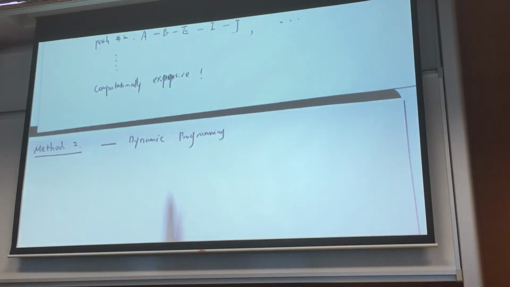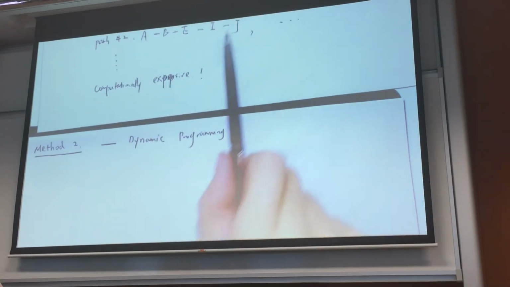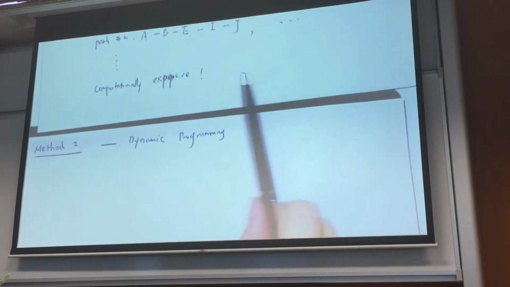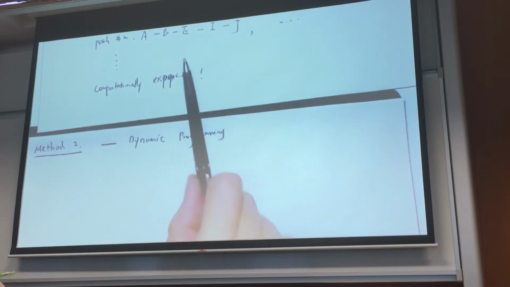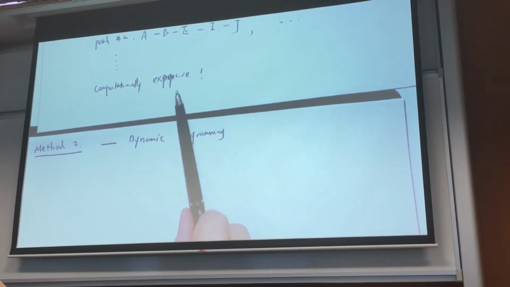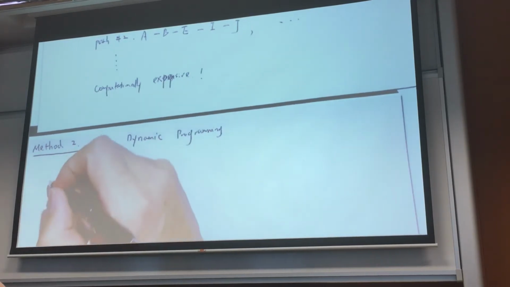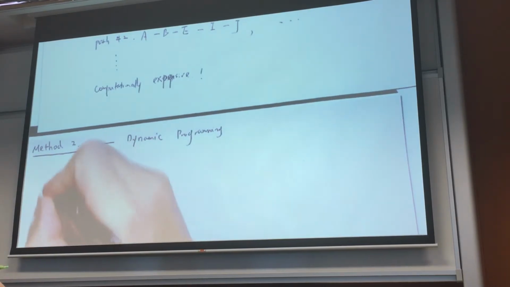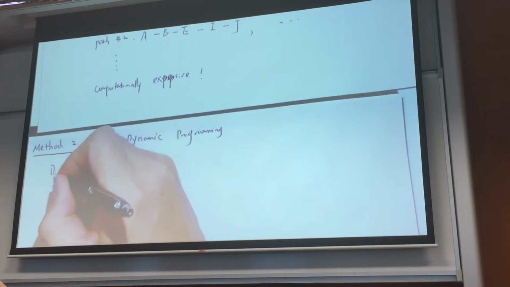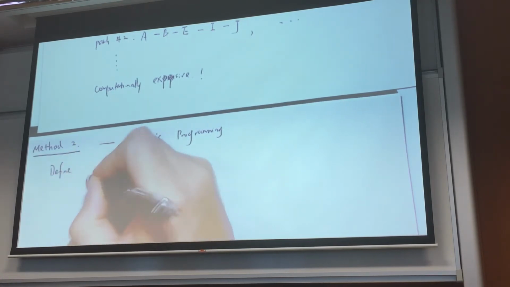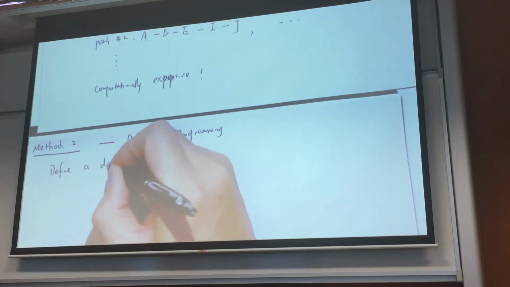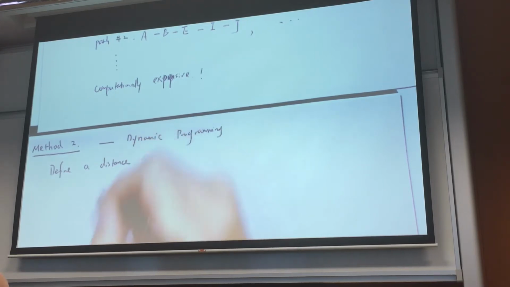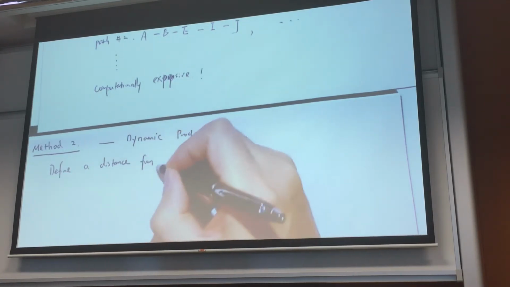Remember, the idea of dynamic programming is to break down a big problem, like here, into sub-problems. Then you solve these sub-problems one by one, iteration by iteration. Firstly, we define a distance function.